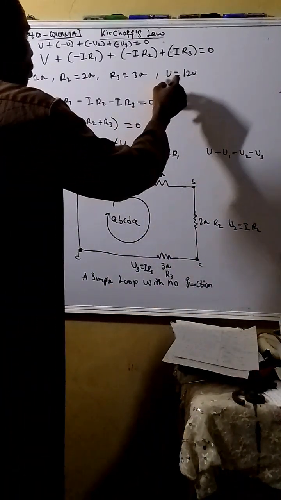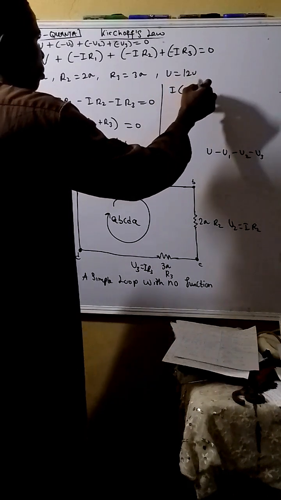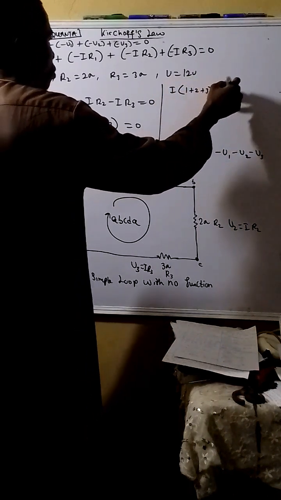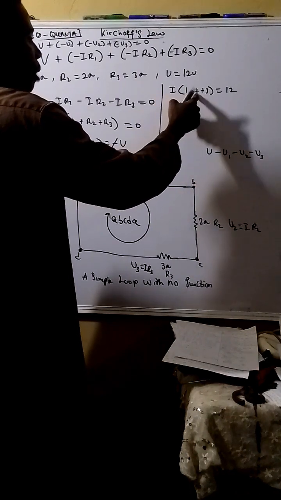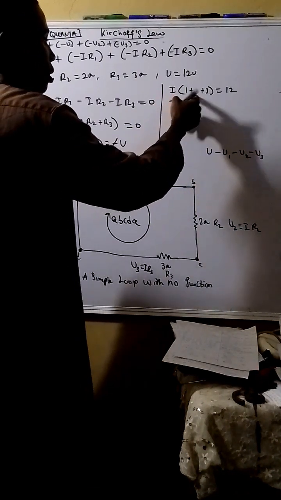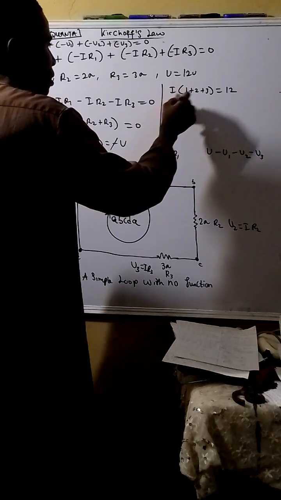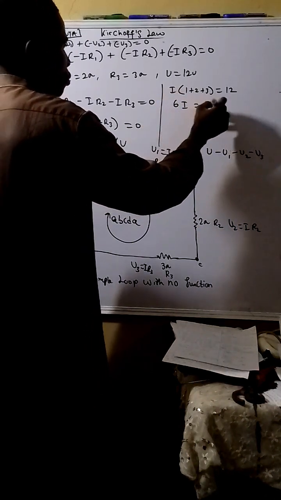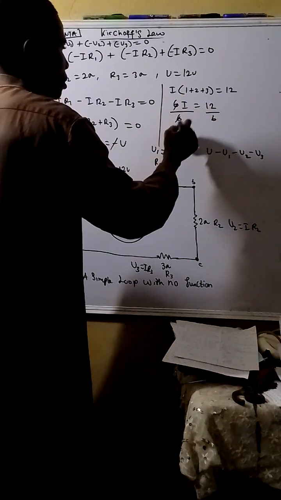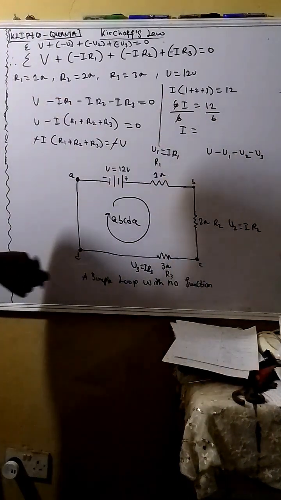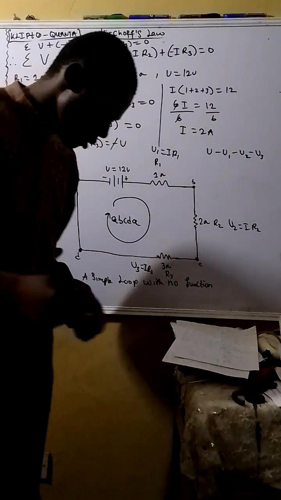We have the current into brackets. What is R1 to R3? You have 1 plus 2 plus 3 equals what? 6. So therefore you have I times 6, that is 1 plus 2 you have 3, 3 plus 3 you have 6. That's I times 6 equals 12. Divide both sides by 6 over 6. That means your current that is flowing through them will be equal to 2 amperes. So are you getting what I'm saying?